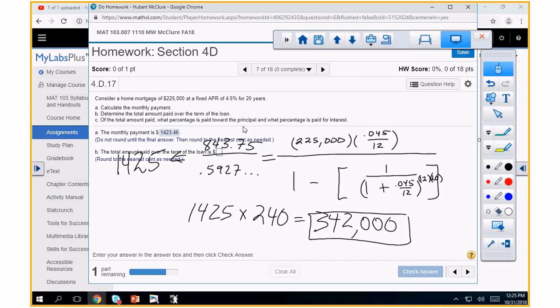Excelente. And what would that be? Multiply that by 240, somebody. 342,000. It's not, no, that was the even. Take 1423.46 and multiply it by 240. Just give me the numbers. 341,630.